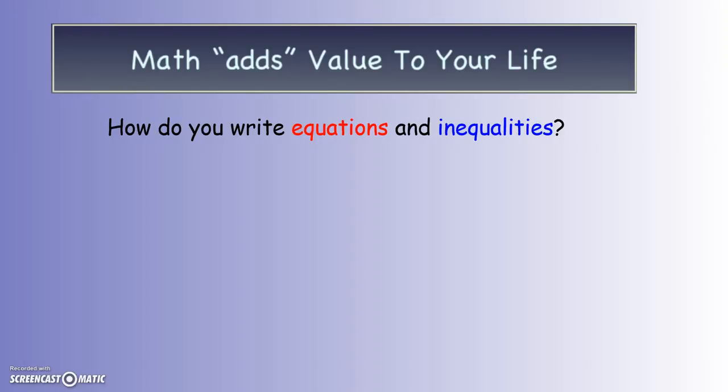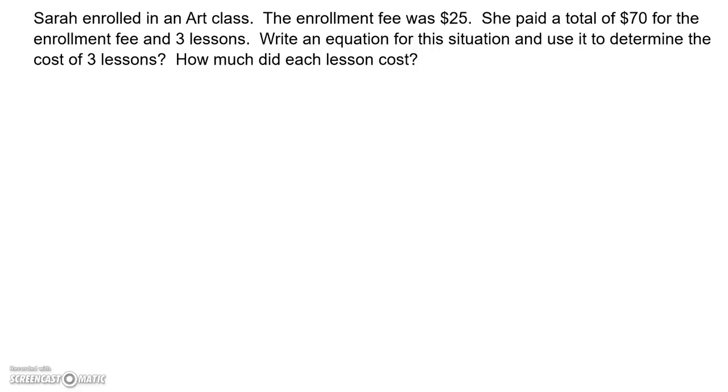Okay, so now I want to take what we've looked at in the last video and turn it into some word problems, and then maybe even stretch that a little bit further than what we looked at in the first lesson. So let's look at a word problem. Sarah enrolled in an art class. The enrollment fee for the class was $25. She ended up paying a total of $70 for the enrollment fee and 3 lessons. Write an equation for this situation and use it to determine the cost of 3 lessons. How much did each lesson cost?